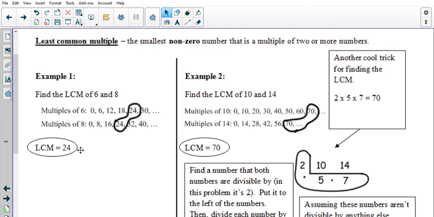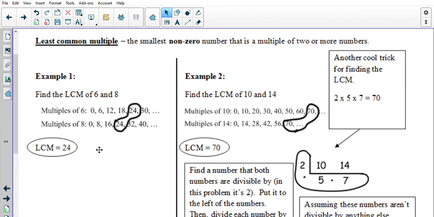And you shouldn't really have to show work to do it. You shouldn't have to list the multiples out. Now, in the second example, you're trying to find the least common multiple of 10 and 14. So the multiples of 10 are really easy to list, but the multiples of 14 are not quite as easy to list. But the least common multiple is going to be 70.